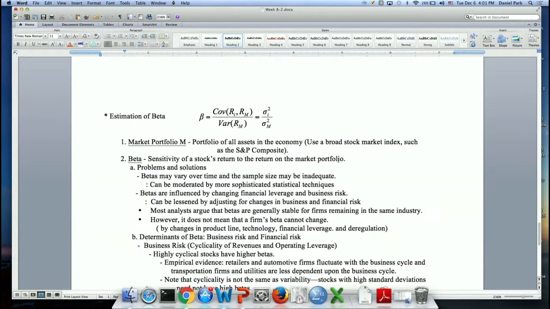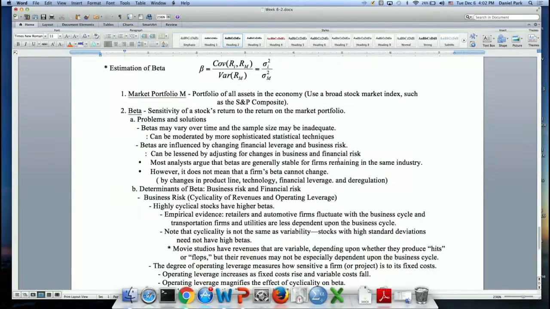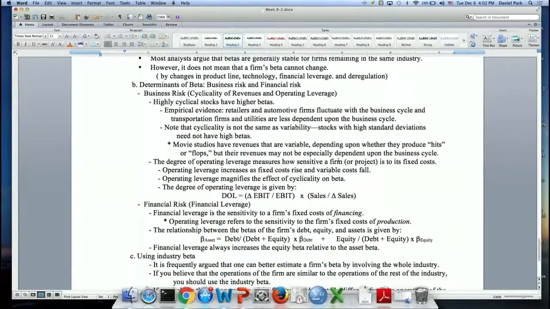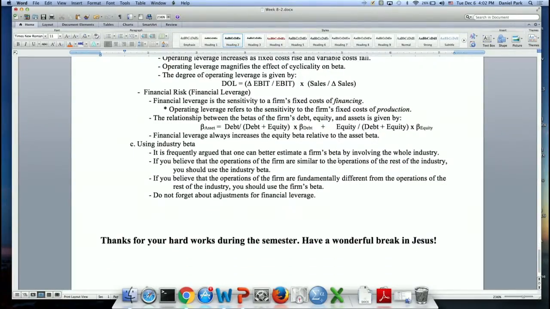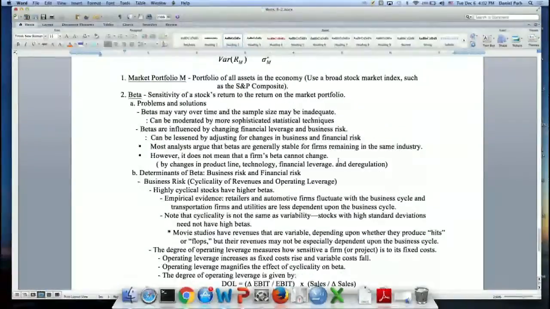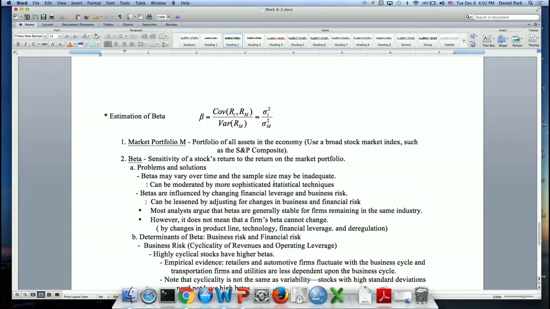And this page gives you an idea about estimation of beta, but I'm not asking about it on the midterm or final. Actually, it's the final. So I'm not asking anything from here, but this is for additional knowledge. And you have another file, 8-3, that is also for additional information, beyond this course. So that's also for your own knowledge. I'm not asking any question from that file.